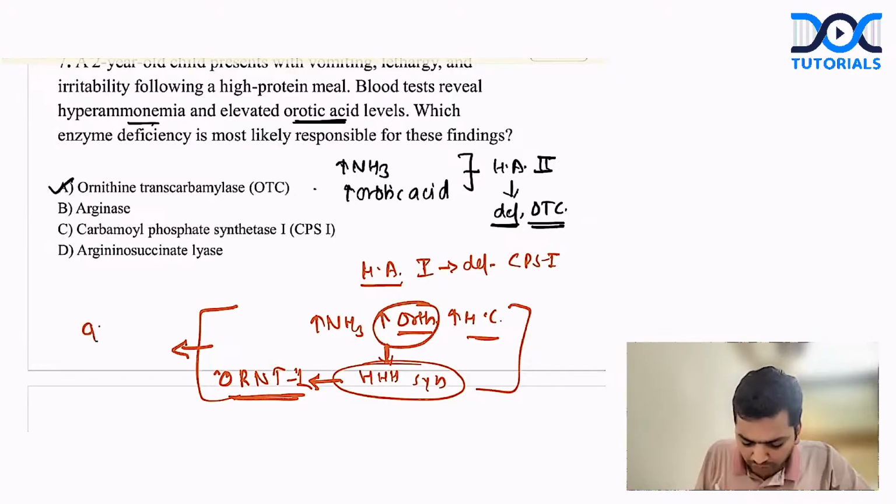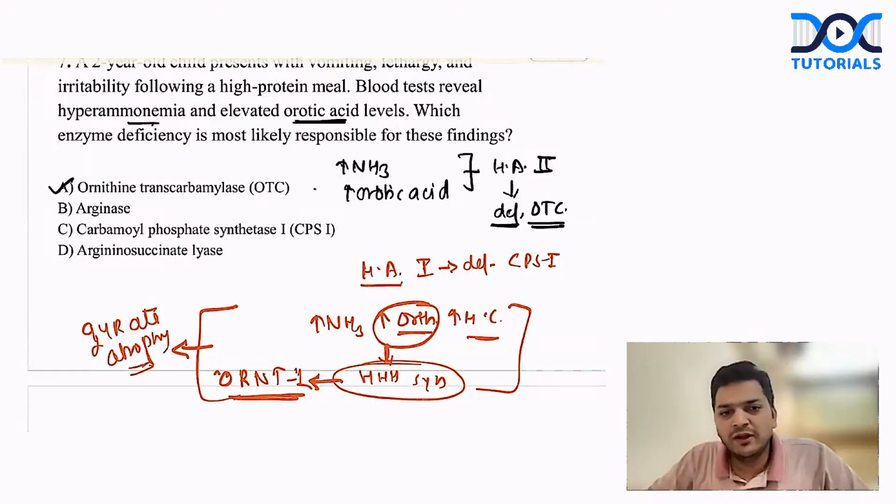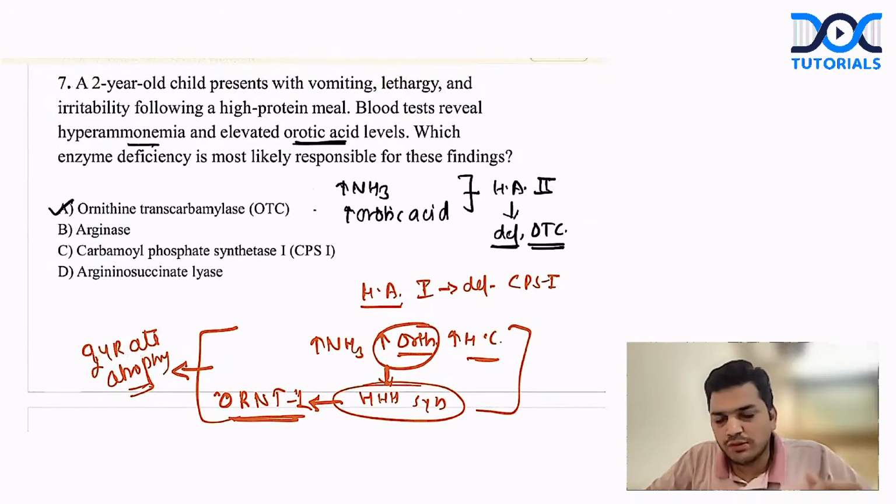There is going to be a problem in the retina. There is going to be gyrate atrophy, right? So that is how we'll figure it out. But the most important thing, because the most common hyperammonemia is type 2, so that is again going in favor of that. And the orotic acid level is very classical with hyperammonemia type 2.